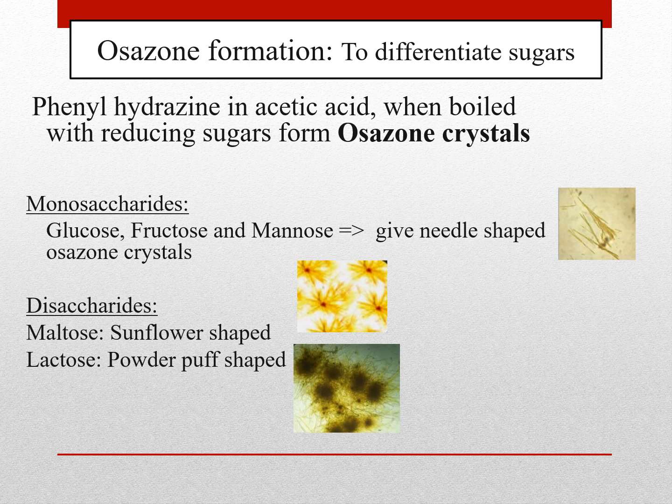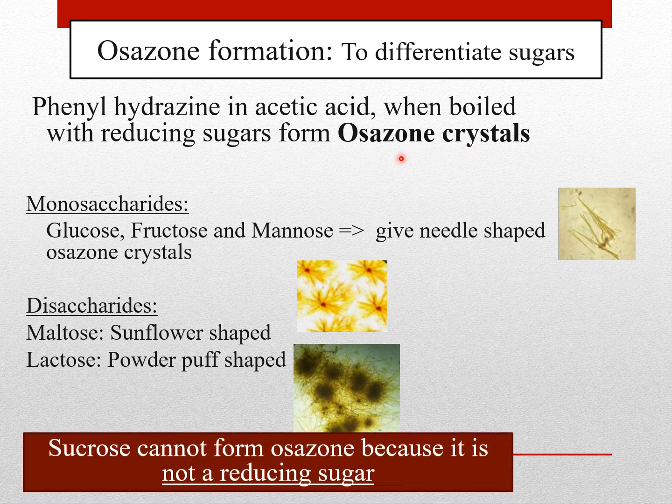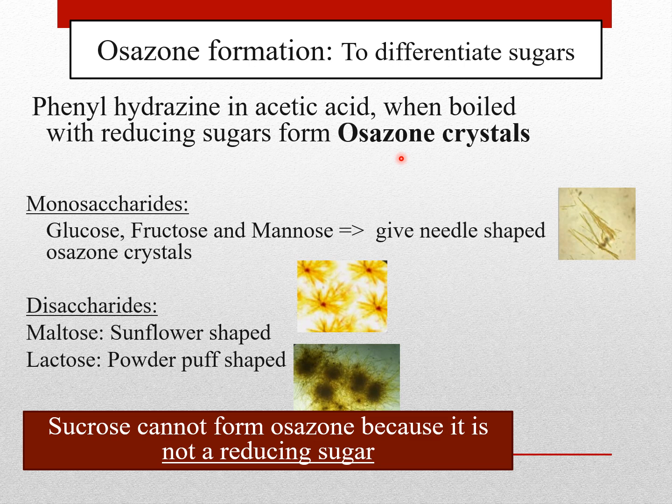Also, you can physically watch under the microscope the formation of osazone crystal. And this is done after you expose the reducing sugars such as glucose to phenylhydrazine in acetic acid. Once that happens, there will be this crystal form, osazone. For different monosaccharides and disaccharides, there will be different structures of crystal when viewed under the microscope.